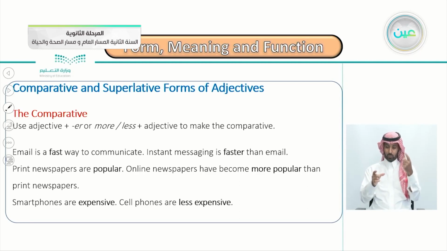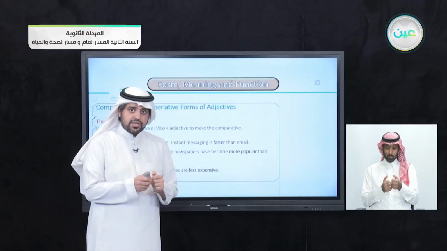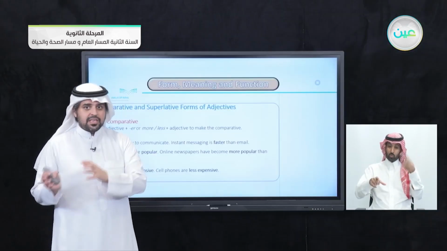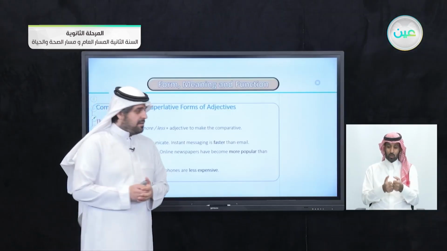Here's the first example. Email is a fast way to communicate. The adjective here is the word fast. Instant messaging, like we use today, is faster than email. So what are we comparing here? Yes, we are comparing email and instant messaging.